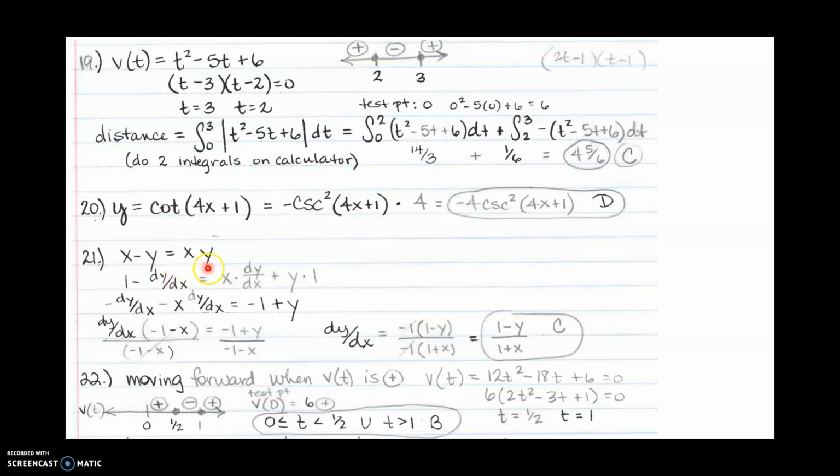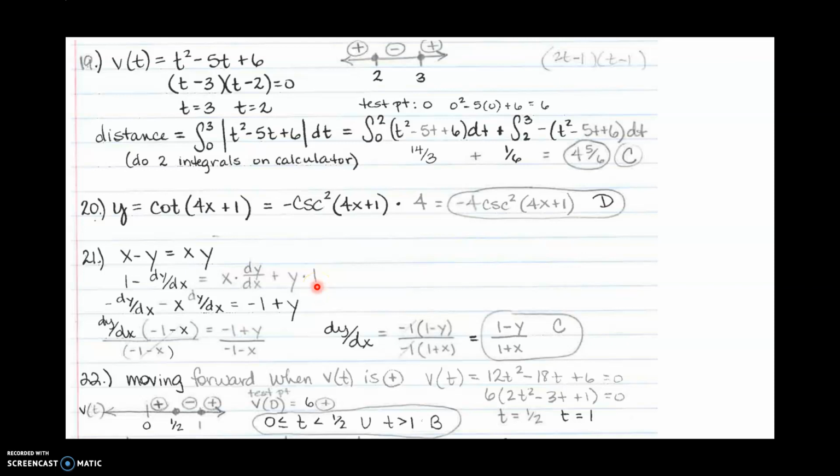Over here I have a product, so I'm going to do first times derivative of second plus second times derivative of first. So first, x times derivative of second, so the derivative of y is 1. That's not in terms of x, so I leave a dy dx in there. Plus second times derivative of first, derivative of x is just 1. So again, you're going to take the derivative like normal, but if you take the derivative of y, you leave a dy dx in there.